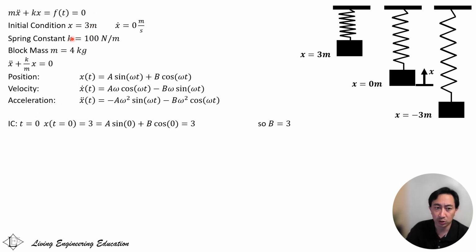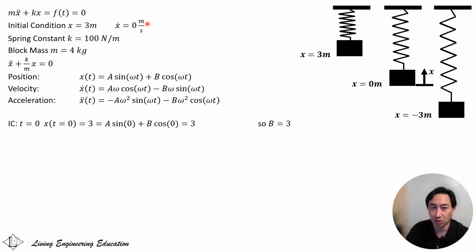So first we're going to use our initial condition of the position. So x equals 3 meters at t equals 0. At t equals 0, I'll plug into this first equation right here. A sine omega times 0, plus B cosine omega times 0, and that's going to equal 3. Sine of 0 is 0. Cosine of 0 is 1. So this would just be B. B is equal to 3 meters, that initial condition, right?